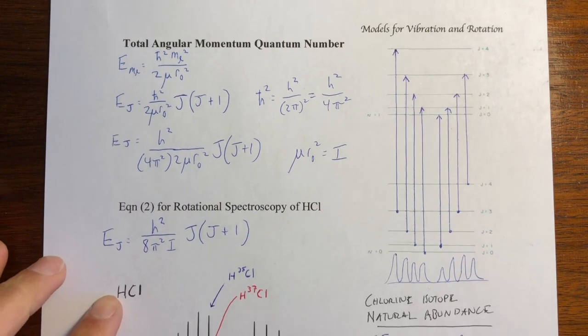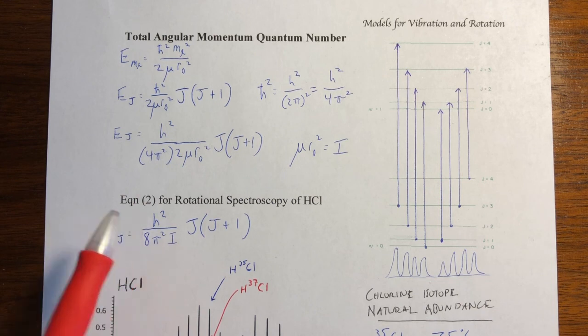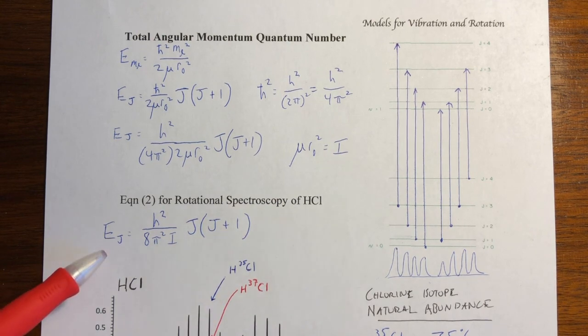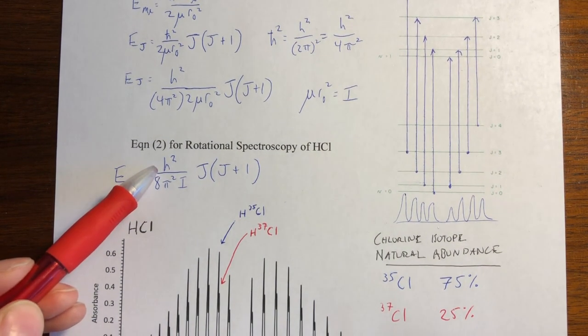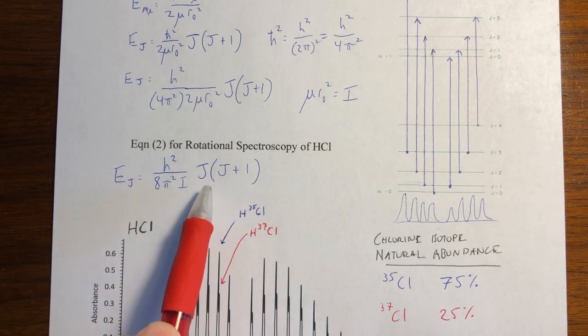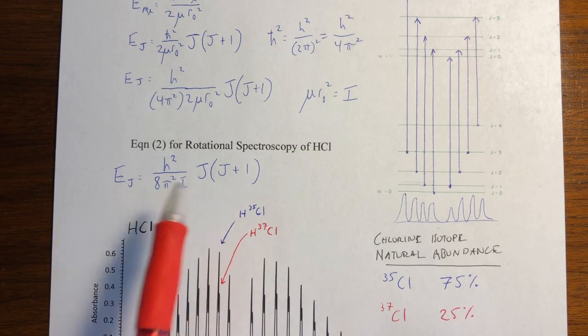And that gives us equation 2 for the project that you're going to be working on for the rotational spectrum of HCl and DCl for project 2. And equation 2 for rotational spectroscopy of HCl is as follows. E sub j is equal to h squared over 8 pi squared times I, the moment of inertia, times the quantity j times j plus 1.